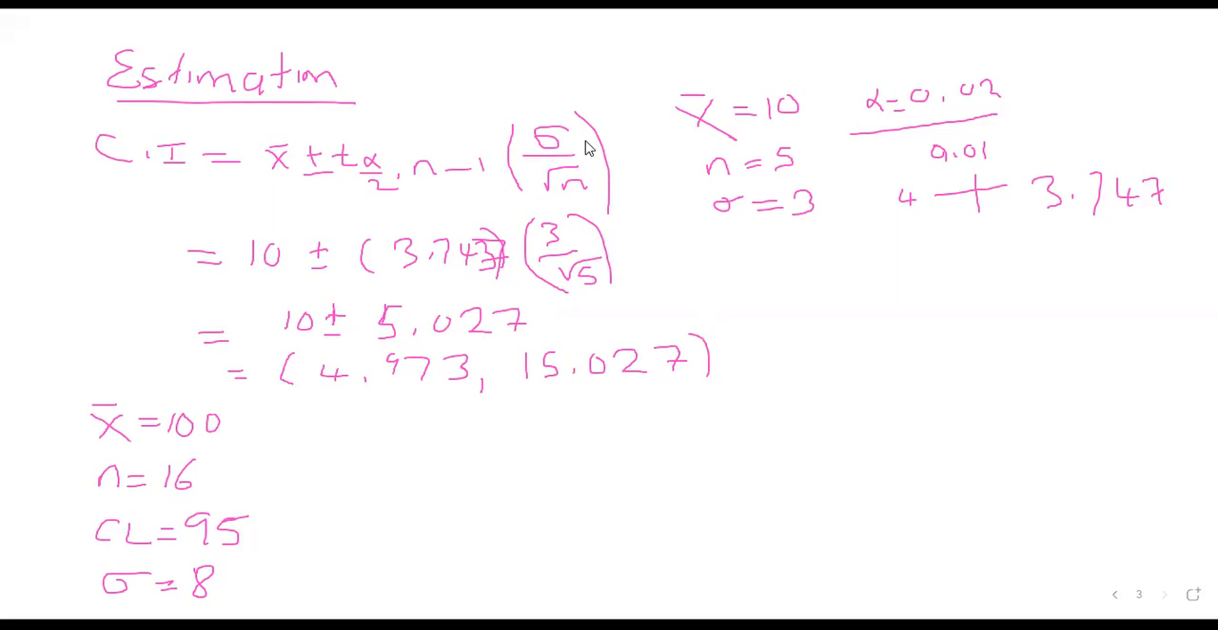Okay, so we go to the next one here. What is the confidence interval in the mean? We're going to have 100 plus minus. How do we read this? Alpha here, 95% is what? 0.05, and divide by 2, 0.025. Then our n is 15. Now it becomes our reading.